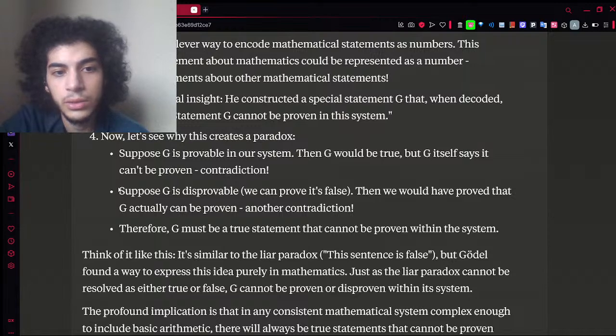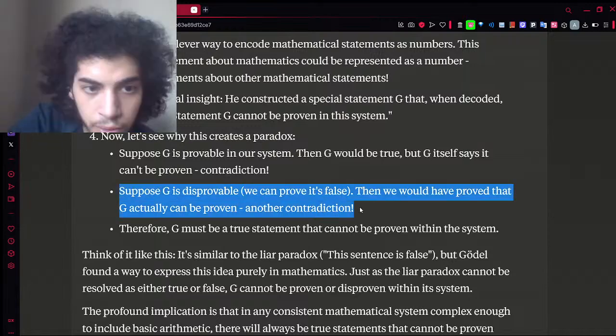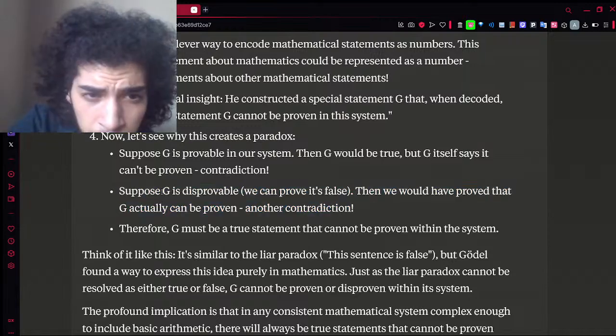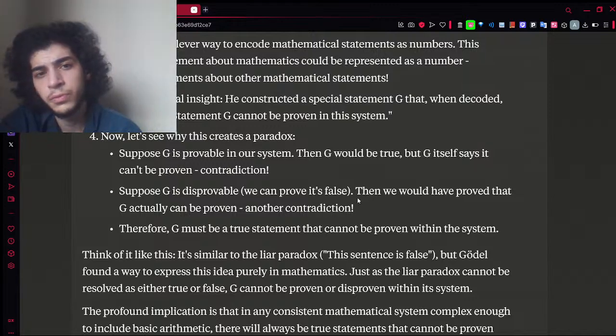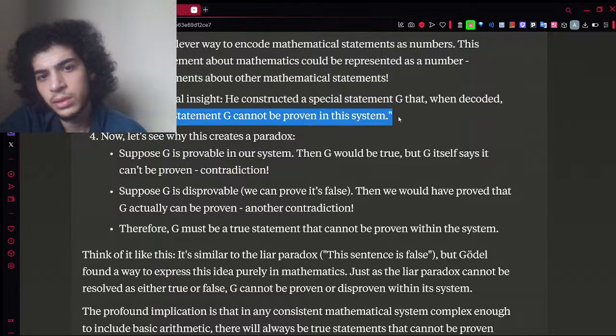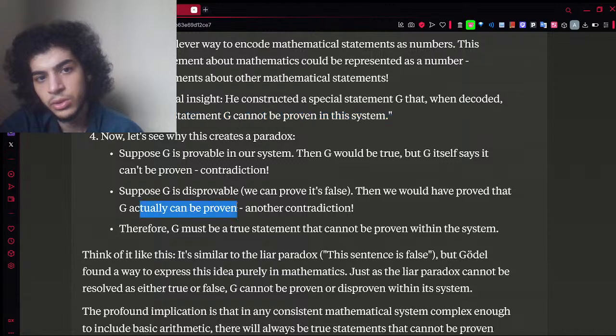Okay, so yeah, we take this out too, right? Because if it is disprovable, if we can prove it's false, then it can't be proven in the system, but then we would have proved that G can actually be proven. Now we prove that G cannot be proven. Then we prove that G is disprovable.